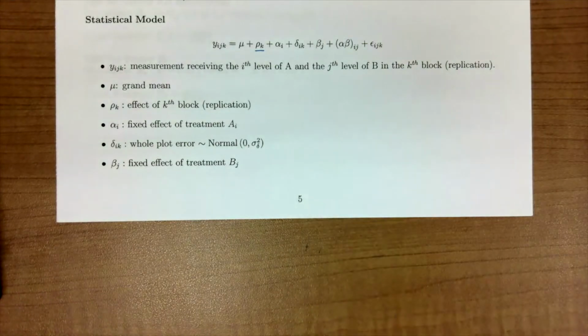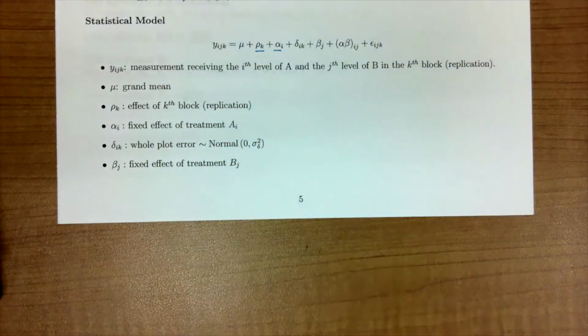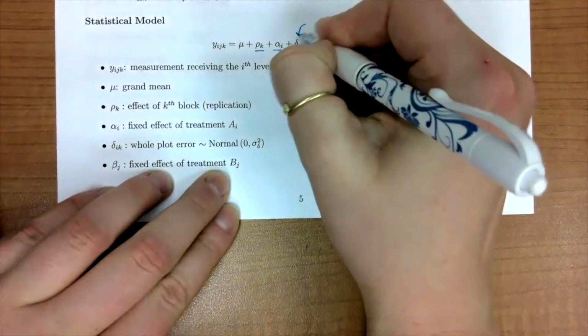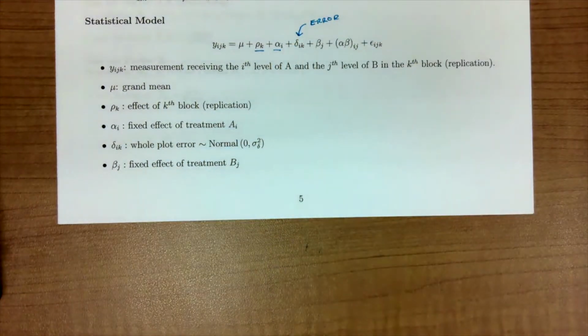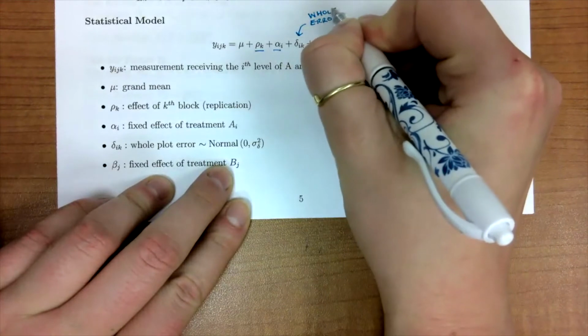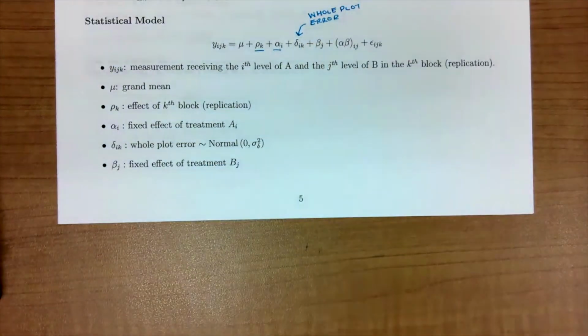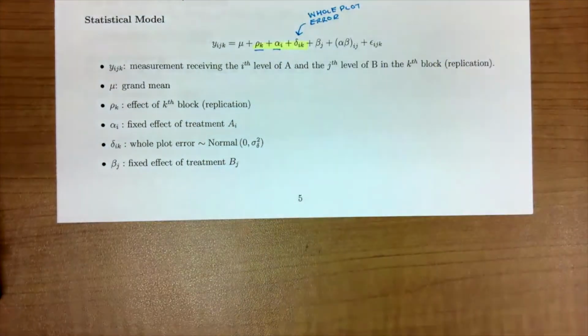We also have alpha i, which represents the whole plot treatment factor. And we have our first error term, delta ik, which is going to be the whole plot error. So it's an error term, but it's going to be the whole plot. Okay, so we have inference at the whole plot level, and that's going to be represented by these three terms. Again, remember that the whole plot level is going to be the hard to change factor.